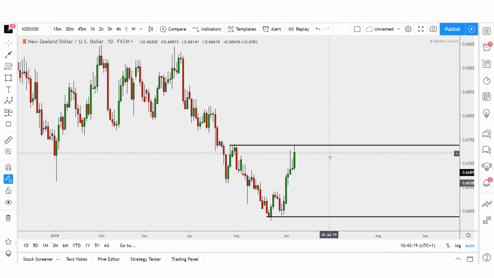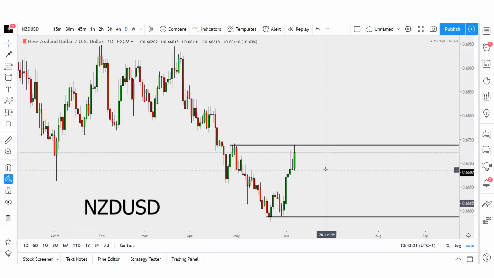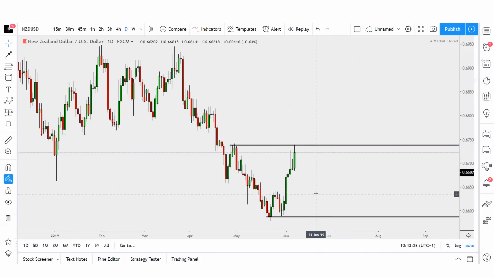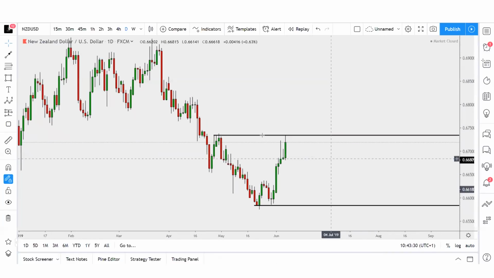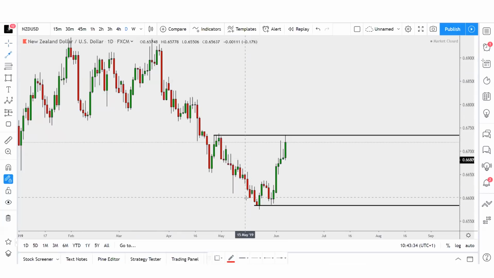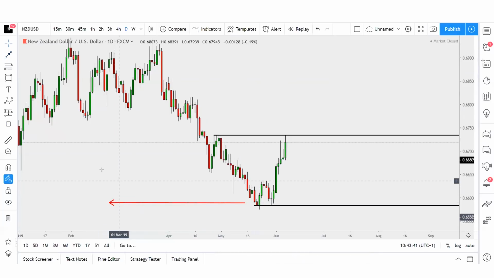The next pair that we'll take a look at is New Zealand dollar USD. Now what we can see with this pair is we've had this strong wave to the downside and making a lower low, lower high formation, indicating that the sellers were really in control of this market. Now we came to these major levels looking to the left, we don't see too much structure, so we probably could see that this market is oversold.